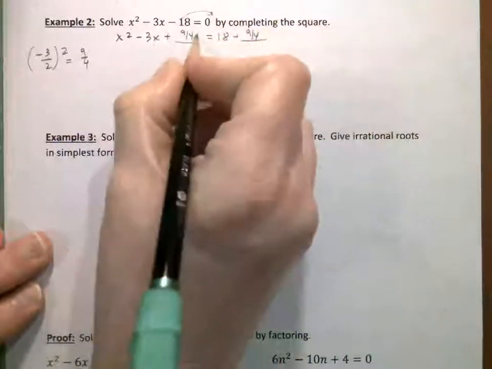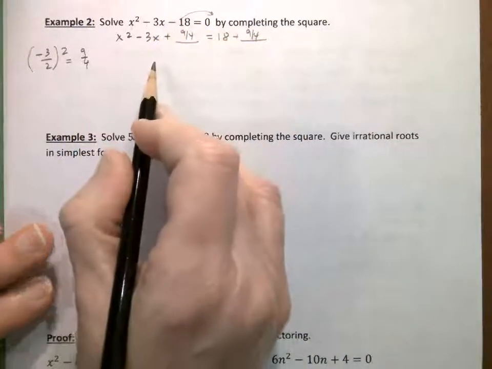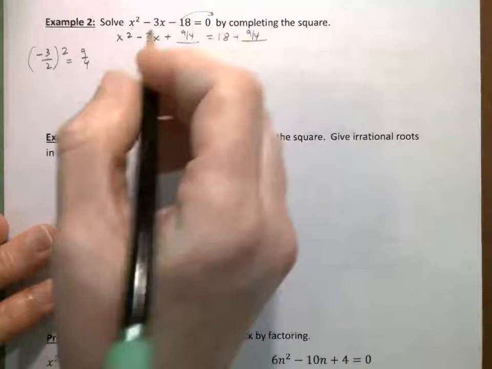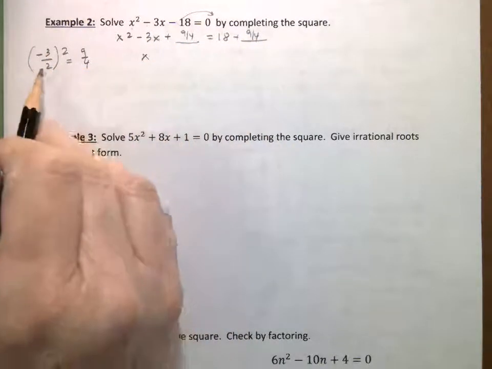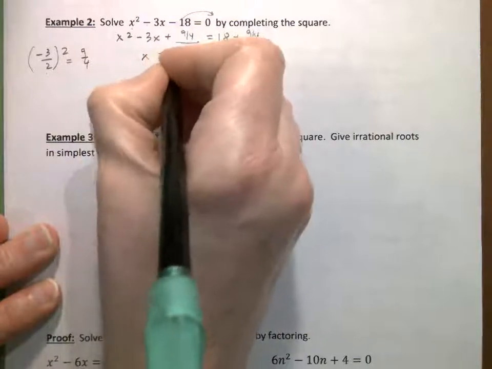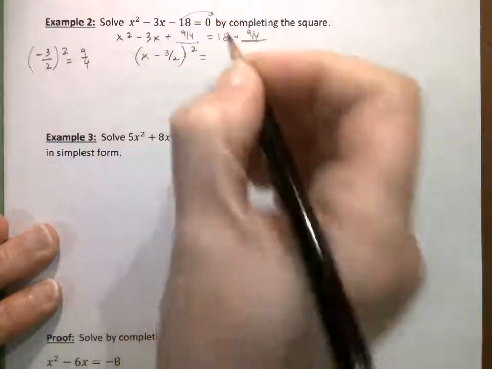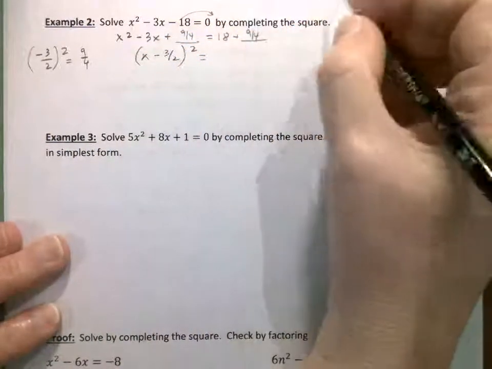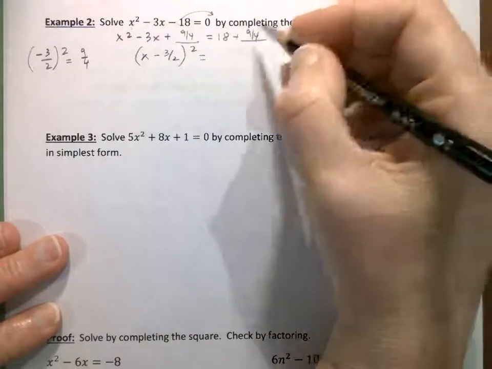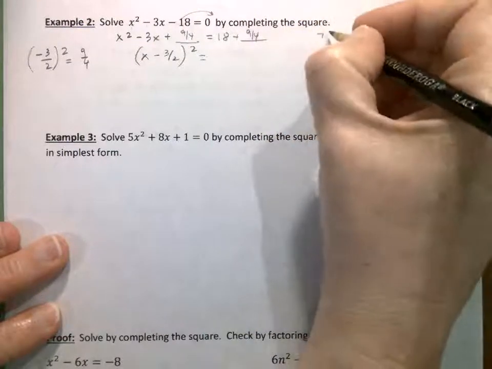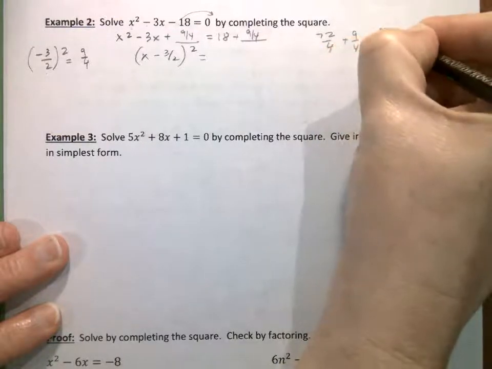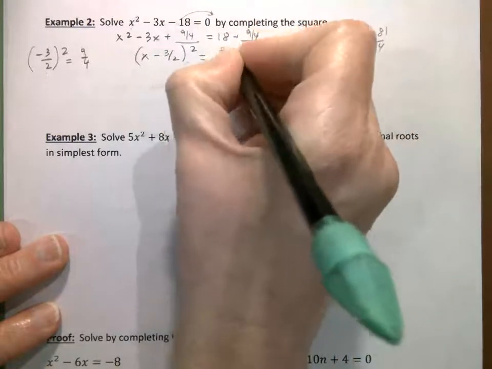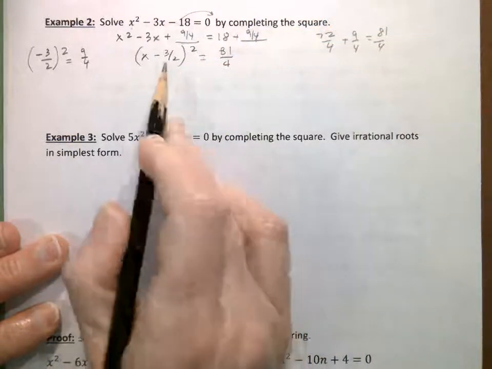Okay, this is now a perfect square trinomial. And the term that goes inside the parentheses is the negative 3/2. It's whatever I had before I squared it. So minus 3/2 squared. So that's that side. This side I need to add. So I need to change 18 to a number over 4. So that's going to be 72 over 4 plus 9 over 4, which is equal to 81 over 4, which looks lovely.